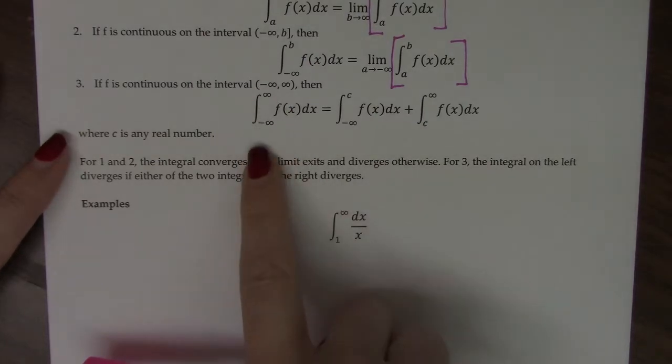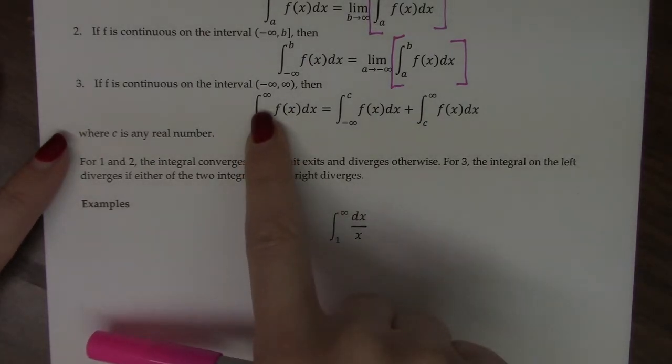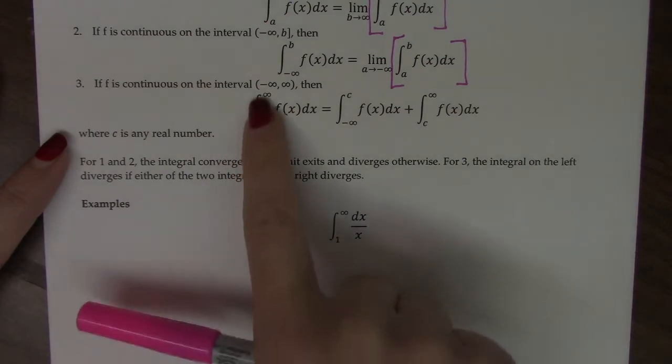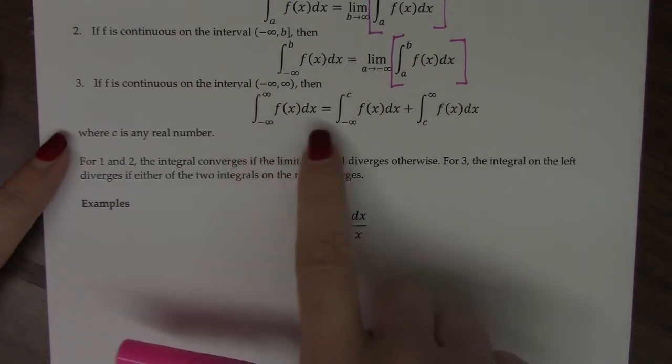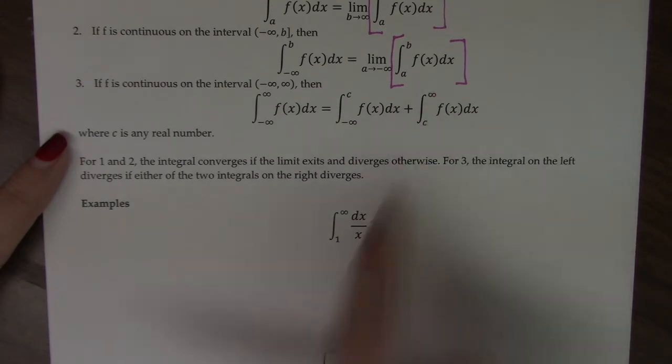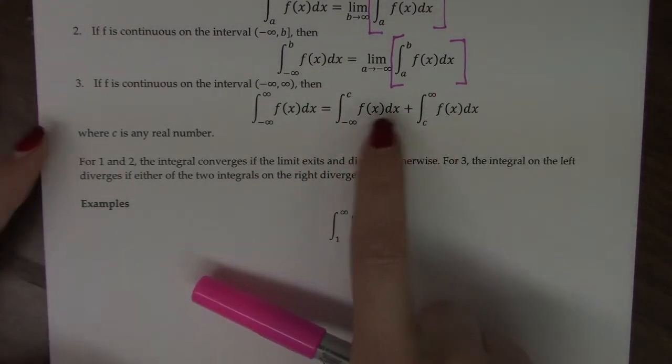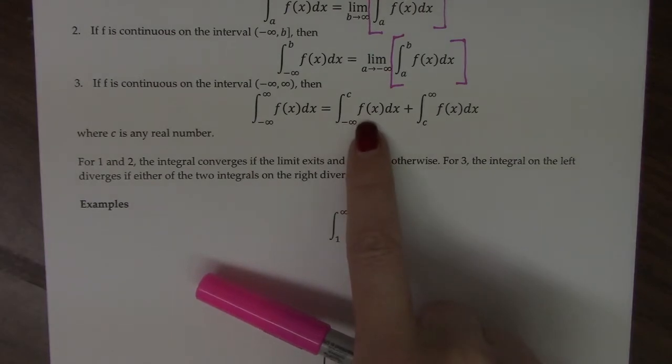All real numbers, right? We can go from negative infinity to positive infinity. But what we have to do is pick any value c in between, as long as it's continuous, and you can split the integral up along that point c. And usually there's a convenient value of c to pick based on what's inside the integral.